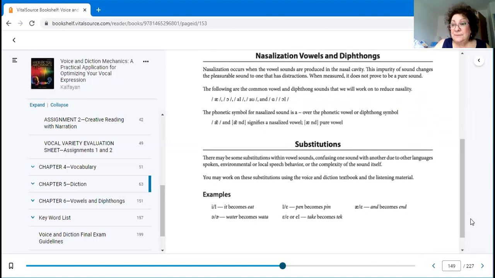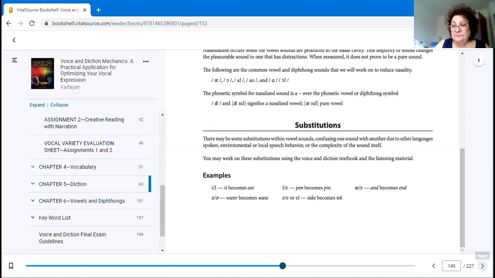Sometimes we have some substitutions. Sometimes if English is one of your languages, you may substitute it. But one of our concerns is we substitute one vowel for another in the word water. That would be our main concern of the substitutions here on this page.